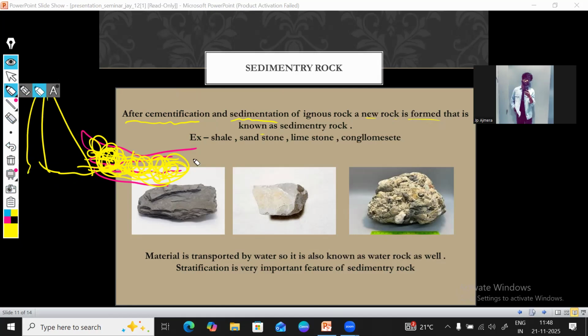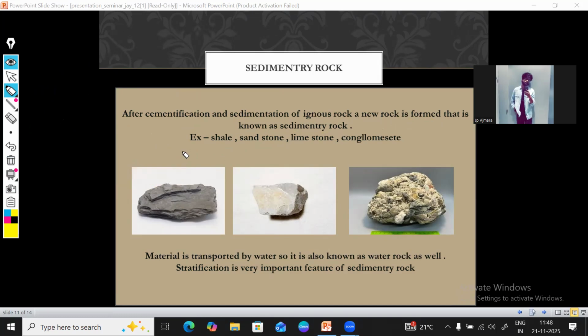All right, cool. After the cementification and the sedimentation of igneous rock, the new rock that is formed is known as a sedimentary rock, right? It is formed from the igneous one, and this one is the sedimentary. Cool. Examples of sedimentary rock are shale, sandstone, limestone and conglomerate. What are the examples of sedimentary rock? The first one is shale. Shale is an example of sedimentary rock, then sandstone, and conglomerates.